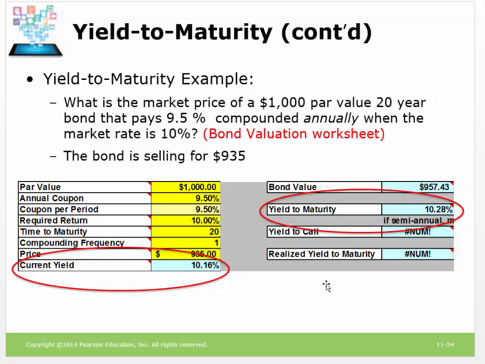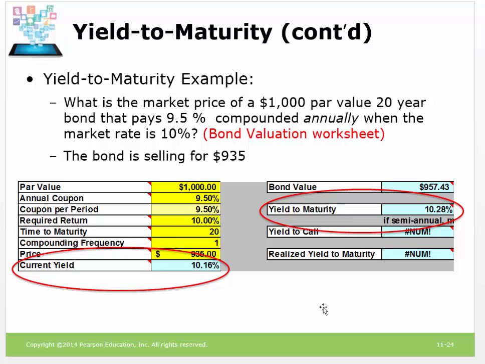$957 is the value, and let's say this bond is selling for $935. So in this spreadsheet, you input price under 935, and the returns start to calculate themselves. Over the first year, you actually receive 10.16%. But the yield to maturity says that on average per year, you're going to earn 10.28% over the life of this bond if you hold it till maturity.